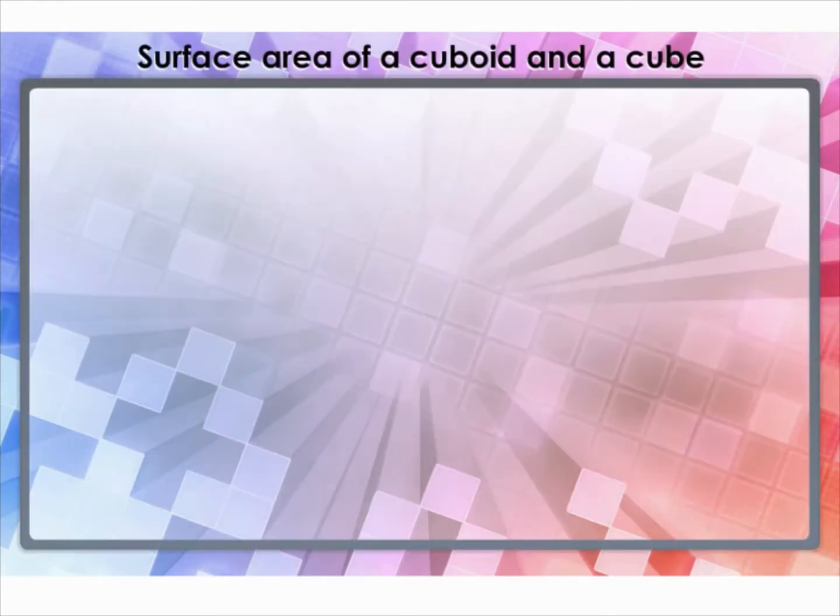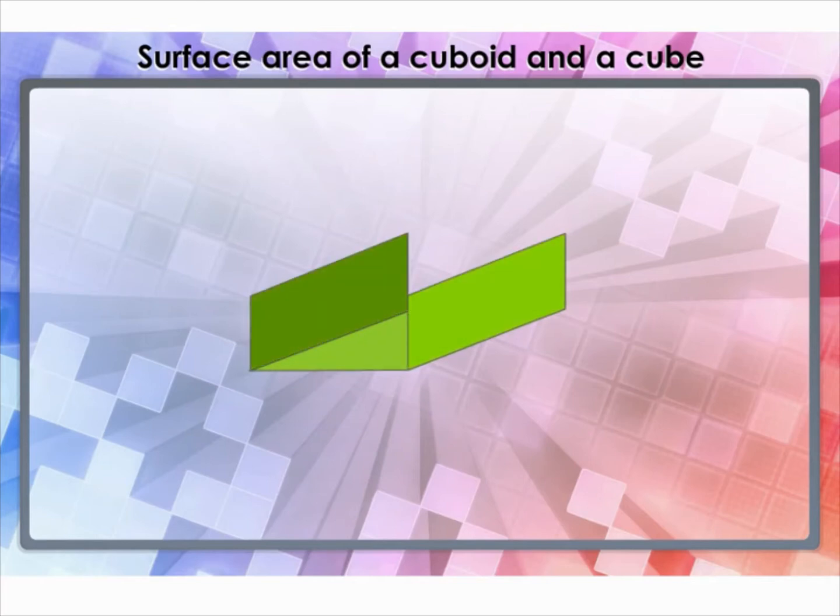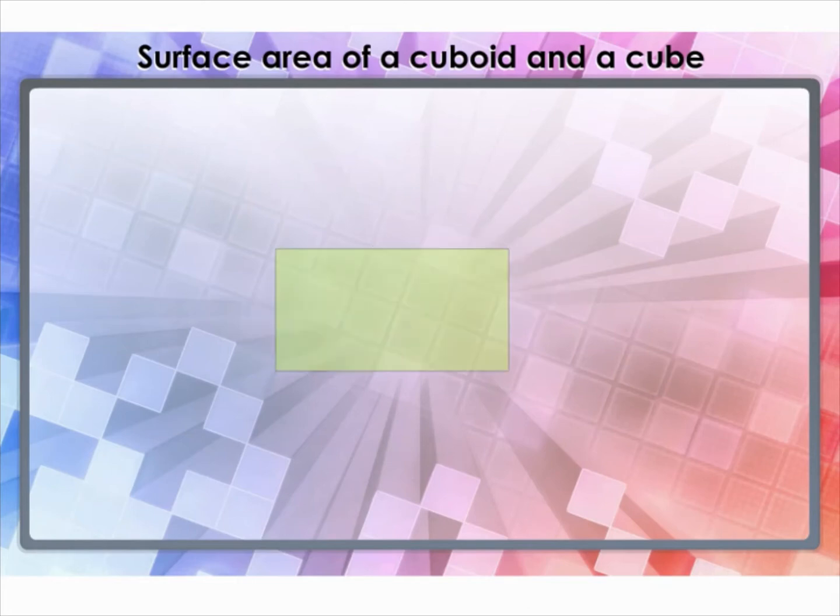Surface area of a cuboid and a cube. To form a cuboid, first we would need a rectangular piece. This is the bottom of the cuboid. Next, we need two long rectangular pieces to cover the two side ends. Now to cover the front and back ends, we would need two more rectangular pieces of a different size. If you opened it, it would look like this.